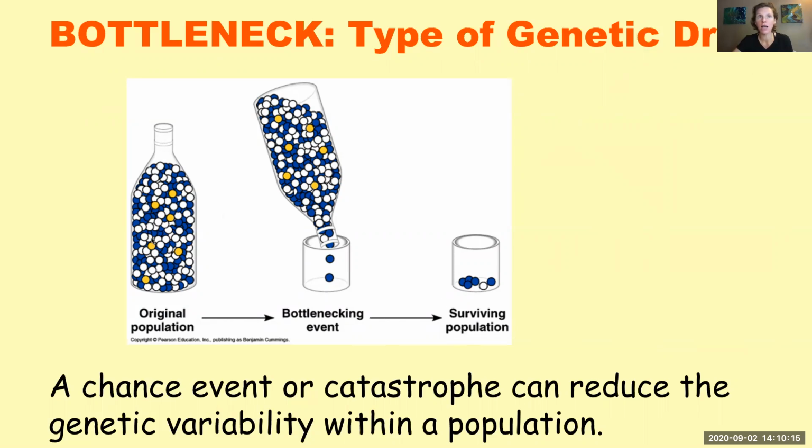So in this case, there's some yellow original individuals, whatever this yellow represents. Those guys did not survive. And so the surviving population now only has blue and white.